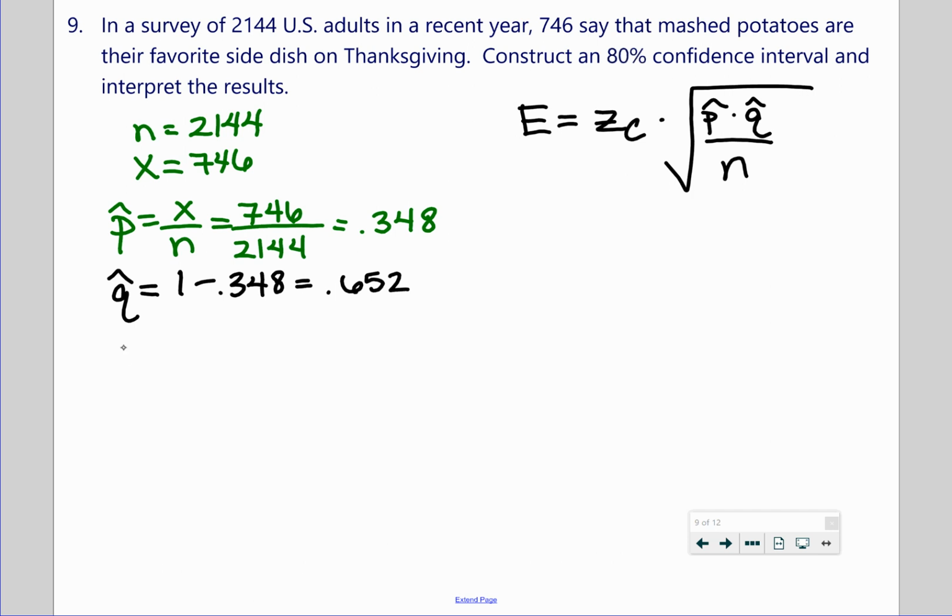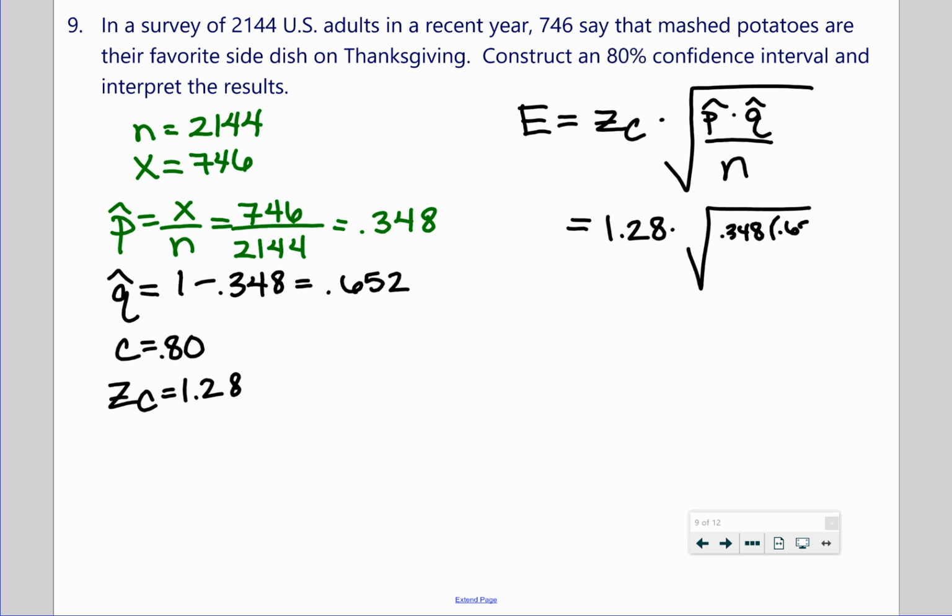To get my critical value of z, we know that I want my confidence interval to be 80%. And that's, again, one that you've got on your chart there. 1.28 is my critical value of z. All right, plug it all in. 1.28 times the square root. p hat, 0.348. q hat, 0.652. Over n, which was 2,144. Give this one a few decimal places. Remember, this is a percentage that we're getting out when we're estimating these proportions.